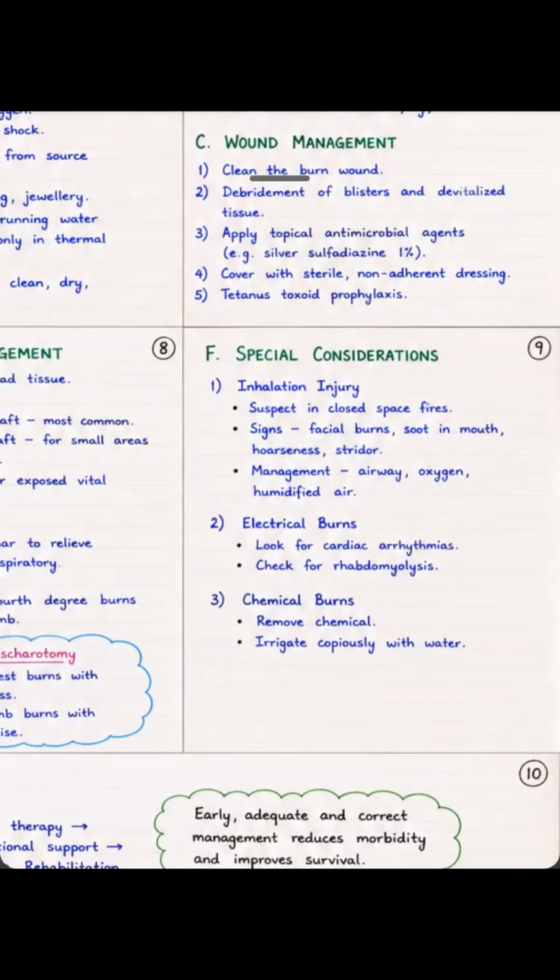For example, imagine a person trapped inside a closed room during a fire, and they are not only exposed to the fire, they may also inhale smoke and hot gases. So signs include facial burn, soot in mouth, hoarseness, and management includes airway, oxygen, humidified air. So how to remember this? Closed space plus facial burns plus soot plus hoarseness is think inhalation injury.